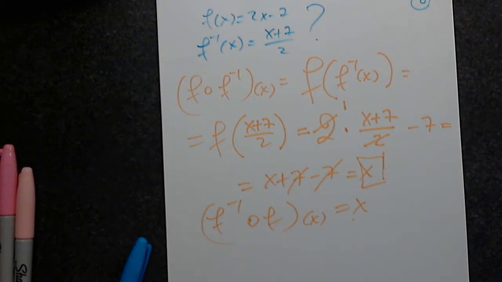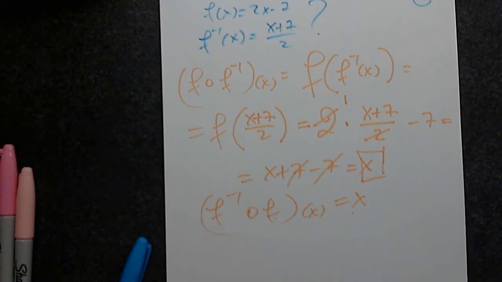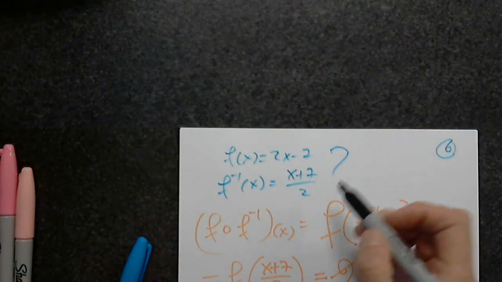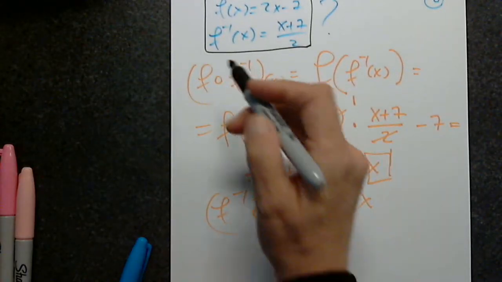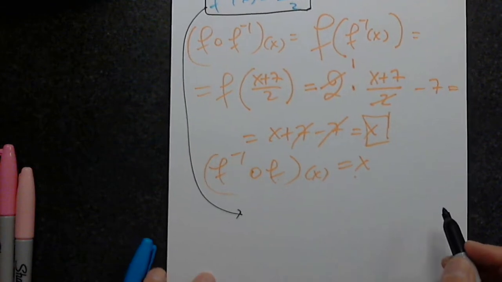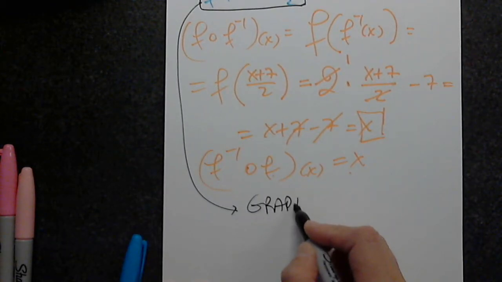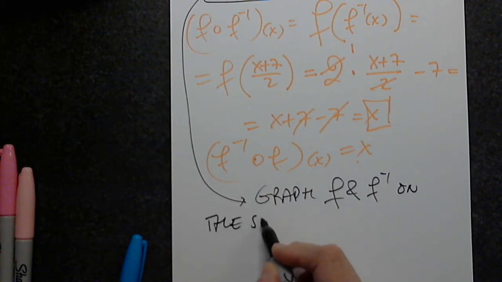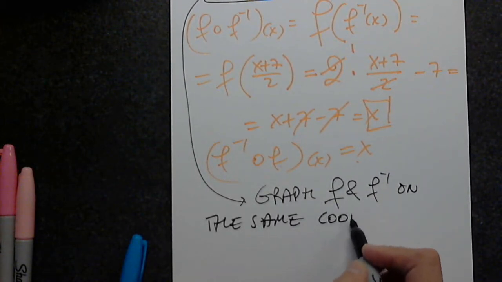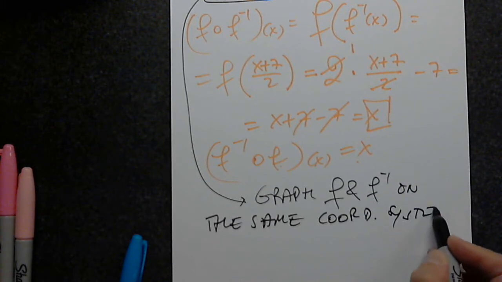So are we going to graph it? Yes. What would you want, if you're looking at it? Let's graph them. That's our next step. It's an awesome suggestion. So we have these 2 functions, and we want to graph them on the same coordinate system. So that's our next step. Graph f and f inverse on the same coordinate system. We call it the Cartesian system.